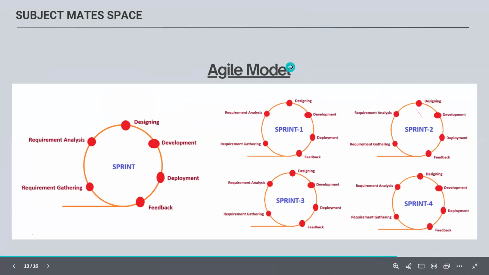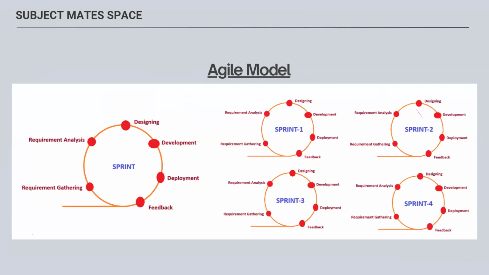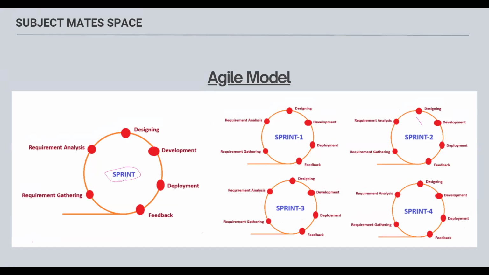Great. Now moving forward, one of the best models till now is Agile Model. Here in Agile Model, we are going to focus on sprint. We have a term called sprint. Now, what is a sprint? What is a sprint?